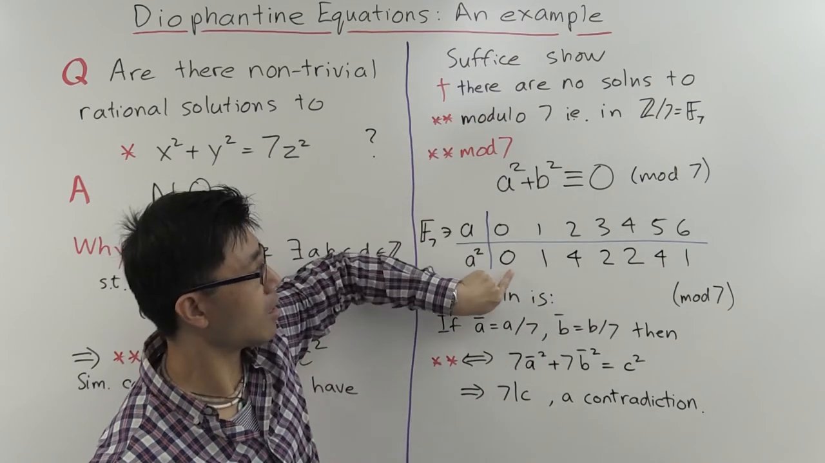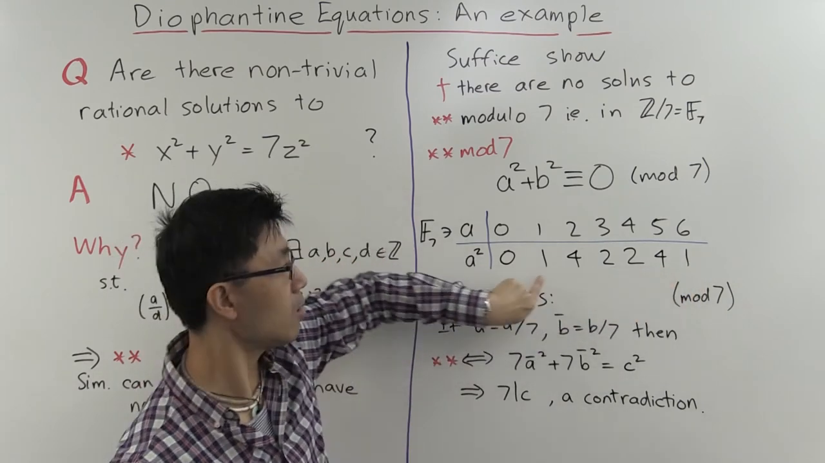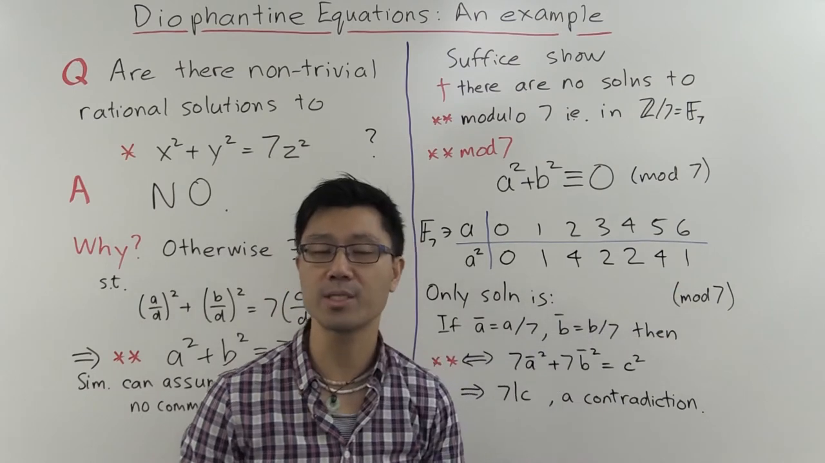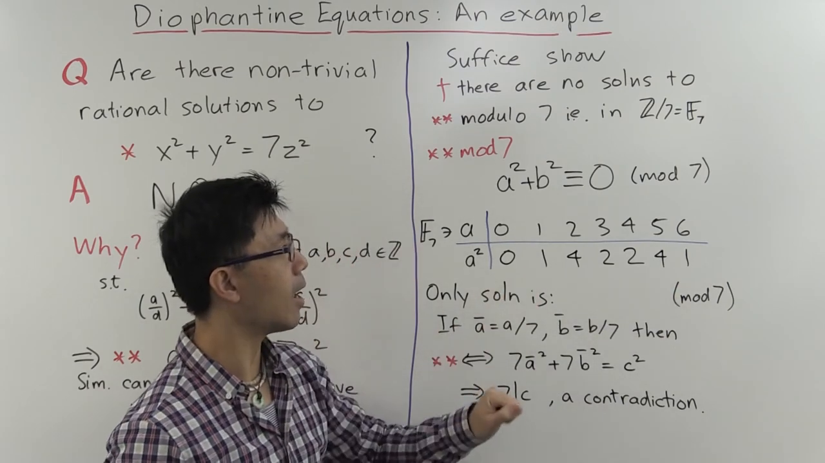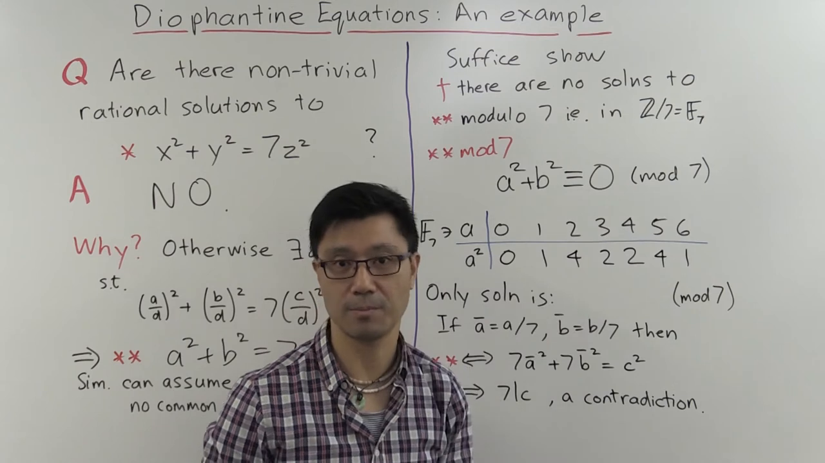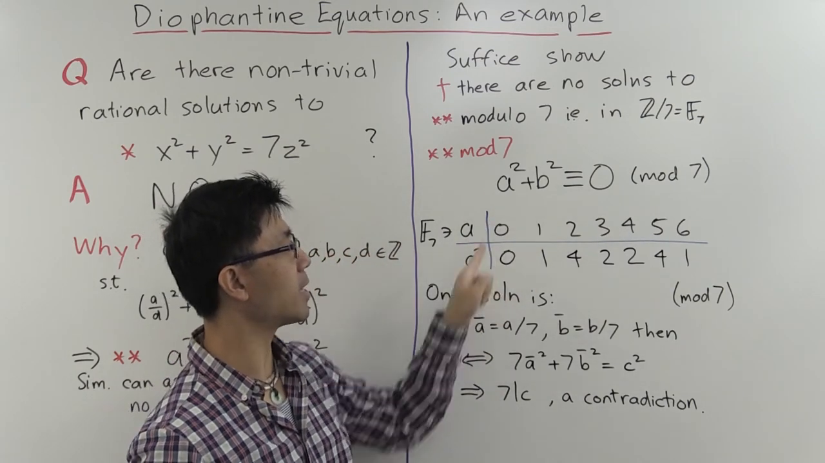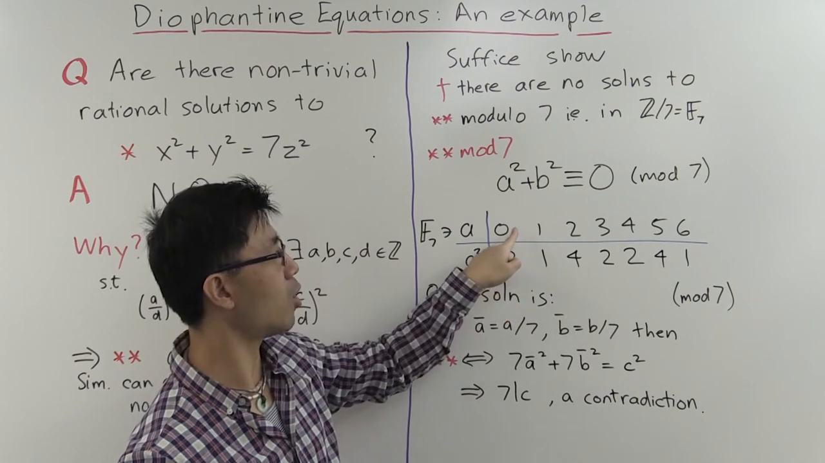So a squared can be one of these residue classes, and the same with b squared. And we want to say, when does the sum equal 0 modulo 7? Of course, one possibility is that both a squared and b squared are 0, which occurs when a and b are 0.